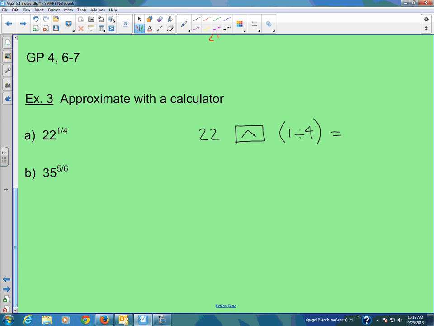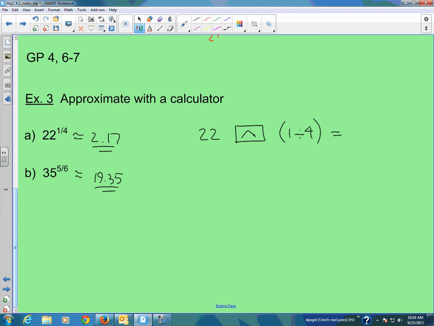So if I did 22 to the 1/4 power, I get 2.1657, and we're going to approximate it to 2 decimal places. So 2.17 approximately. If I did that with 35 to the 5/6 power, I would get 35 to the power of 5 divided by 6, and I get 19.35 approximately.